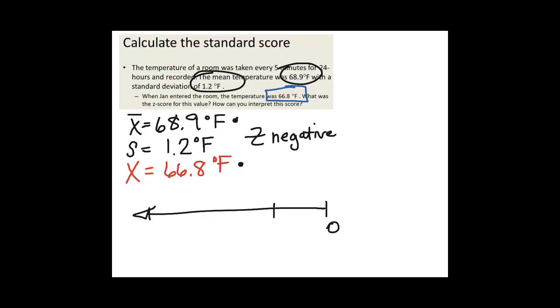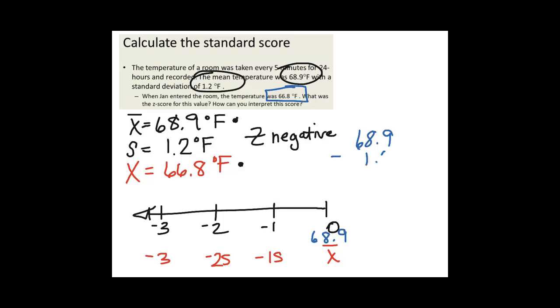So if this is 0, and I've got negative 1, negative 2, negative 3, those are my z-scores. And remember, those will correspond to the mean, minus 1 standard deviation, minus 2 standard deviations, and minus 3 standard deviations. My mean value is 68.9. And to find the standard deviations to the left, I do a little bit of math. 68.9 subtract 1.2 gives me 67.7 for the first value. Subtract again, I get 66.5.